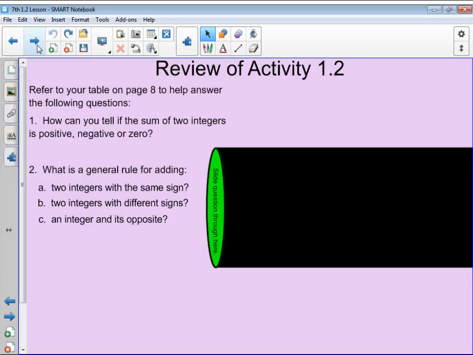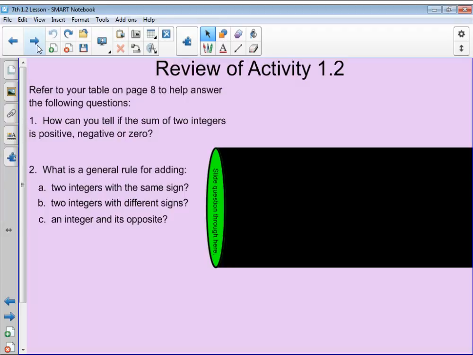for example, number 3, we had 5 plus negative 3. If you notice there, we ended up with a positive answer. And when we look at the digits that we were working with, the 5 was a positive 5. So that's how we ended up with a positive answer, because the larger digit was a positive digit.